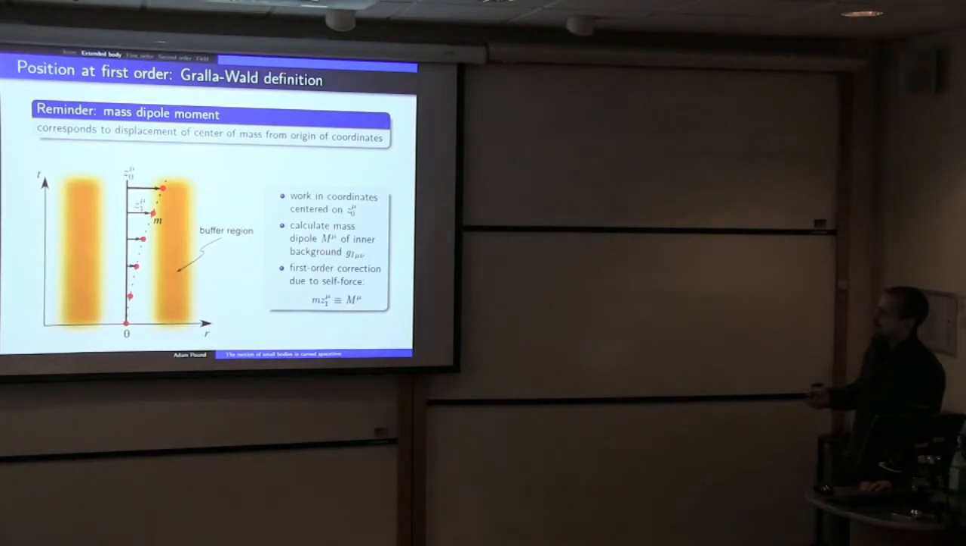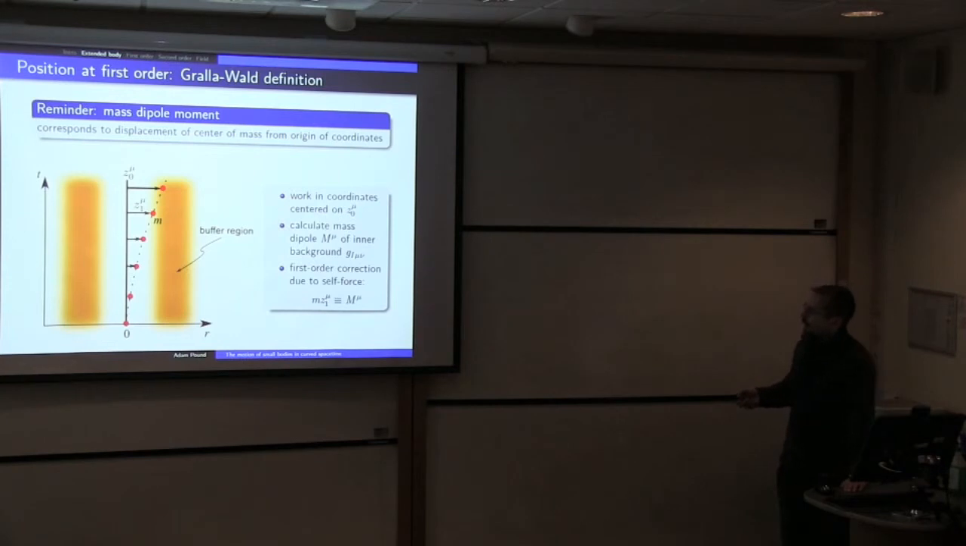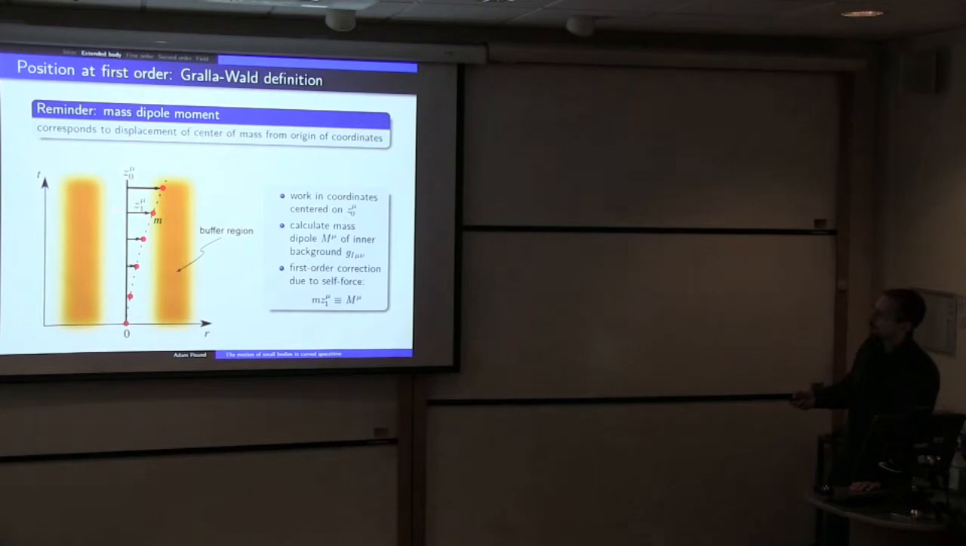And then calculate the mass dipole moment of the inner background space-time in those coordinates. So here's the object slowly moving away, or it might oscillate around, but generally it's going to be slowly moving away from your 0th order world line. The mass dipole moment is basically this distance multiplied by the small mass. So this actually acts as a definition of Z1, of the distance you've deviated away from the 0th order world line.